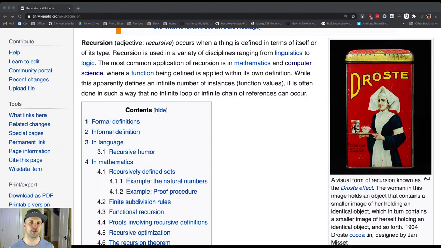So what is recursion? We're going to look at two definitions here. The first one is a more general definition, and that says that recursion occurs when something is defined in terms of itself or of its type. If you think about the word recur, something that reappears. So we're trying to define something, and in order to finish the definition, we end up actually using the thing itself.